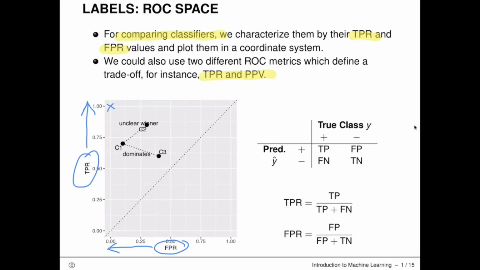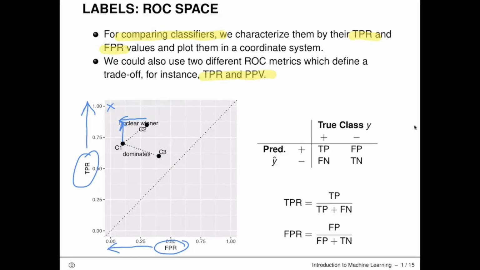Now we can compare C1 and C2. And you already can read that there is an unclear winner. Why is that? C2 has a better TPR than C1, so a higher TPR, but C2 has a worse FPR. So the FPR of C2 is higher than the FPR of C1. So C1 wins in terms of FPR, but C2 wins in terms of TPR. Bottom line is that between C1 and C2, we cannot define a clear winner.